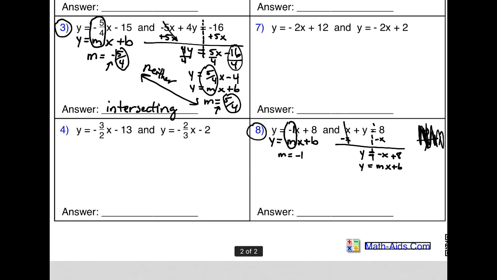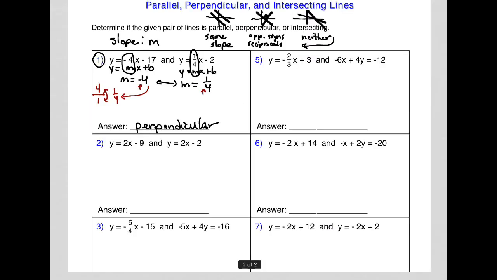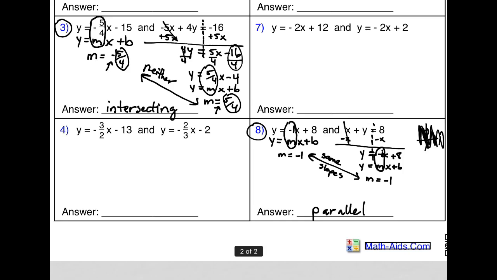Alright, so now if you go ahead and look at our m, well, there's a negative there, but notice we can put a 1 in front if we need to identify what our m is. So m is equal to -1 there as well. So notice here we have the same slopes. So therefore we have parallel lines. Alright, so it looks like we did one of each. We did a perpendicular, we did intersecting, and we did parallel. So go ahead and finish up the ones that we did not do together and then submit your work.